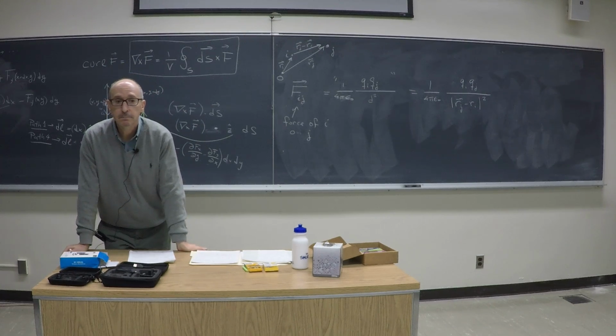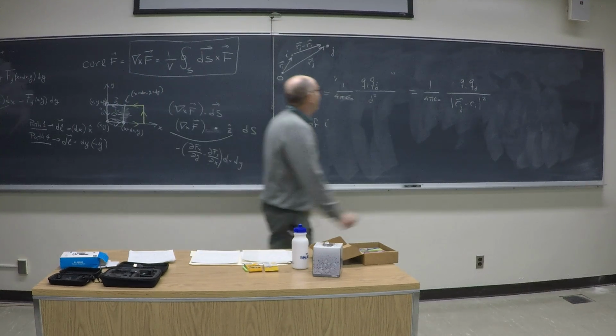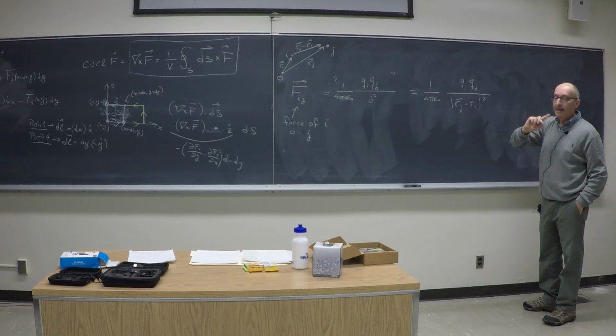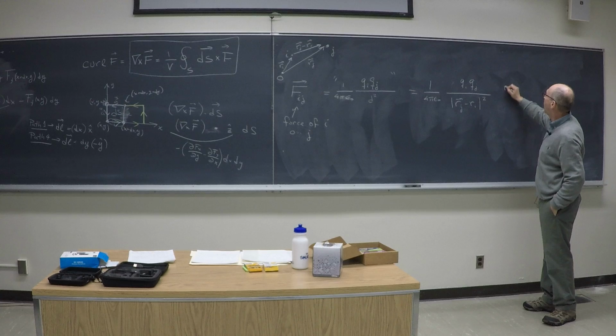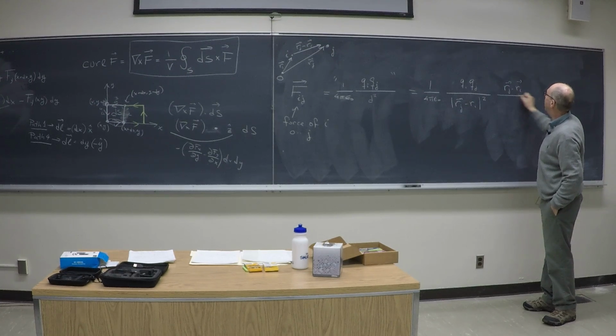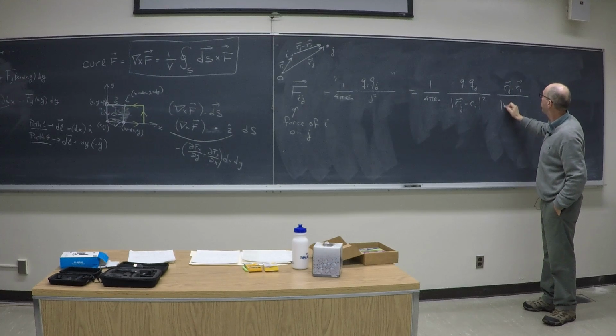The vector over that vector? Okay, sorry, I wasn't paying attention, thank you. So yes, the unit vector is the correct direction, r_j minus r_i, and then I divide by the magnitude.